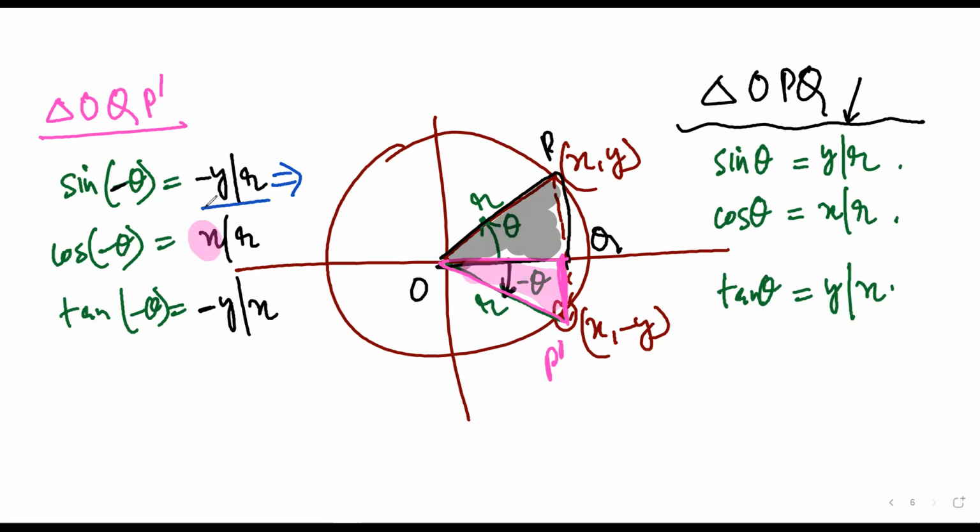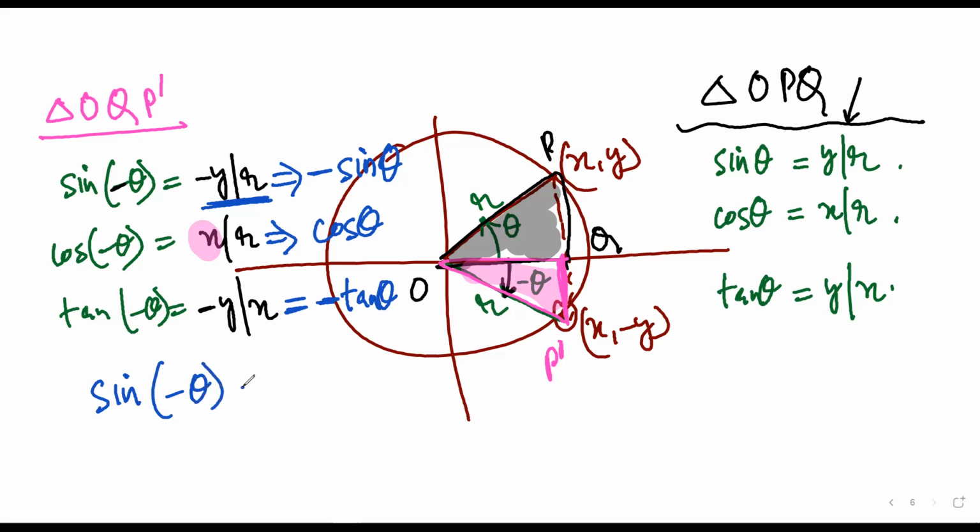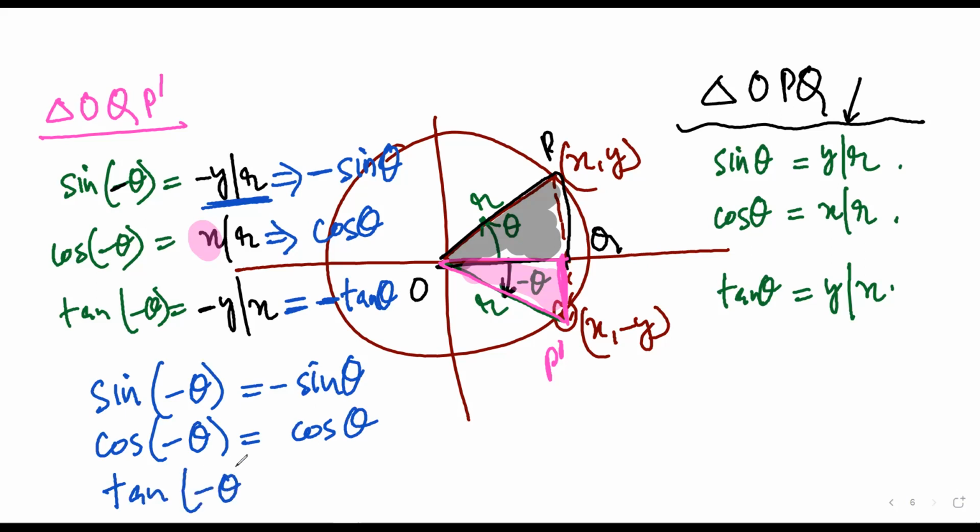this value, minus y by r, is equal to minus of sine theta. Cos this is equal to cos theta. This is equal to minus tan theta. So this is the formula that we have, that sine of minus theta is minus sine theta. Cos of minus theta is cos theta. And tan of minus theta is minus tan theta.